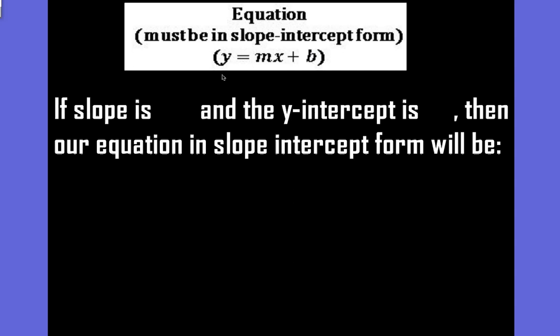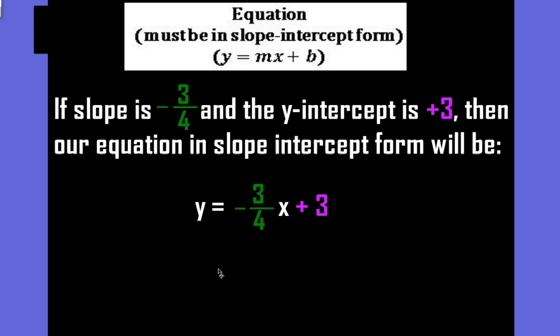So secondly, each and every time you're trying to write the equation, just use this form, slope-intercept form. Again, we'll go more into this today. So if the slope is -3/4 and the y-intercept is +3, then our equation in slope-intercept form will be, again, you just replace those 2 letters: y equals -3/4 times x plus 3. So this is our slope-intercept form, and that's our equation.